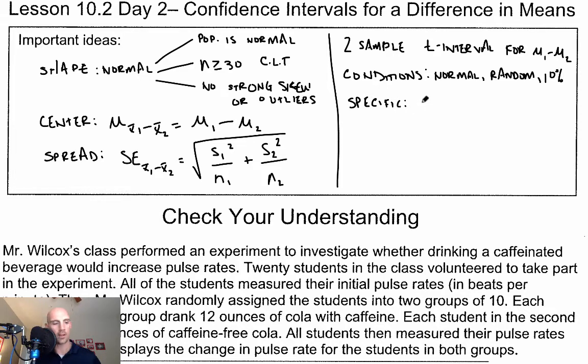Our specific formula is obviously very, very important. That's what we're going to fill our information into. We need our point estimate, which is going to be the difference in our sample means, plus or minus our margin of error. Our margin of error is our t star times our standard error formula from right over here, and that is going to be our S1 squared over N1 plus S2 squared over N2.